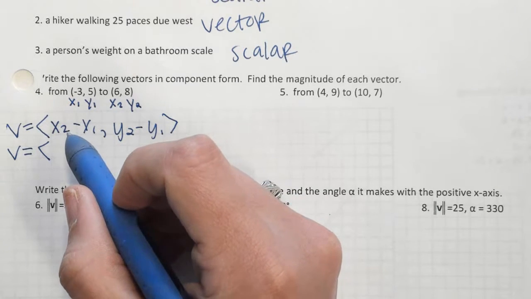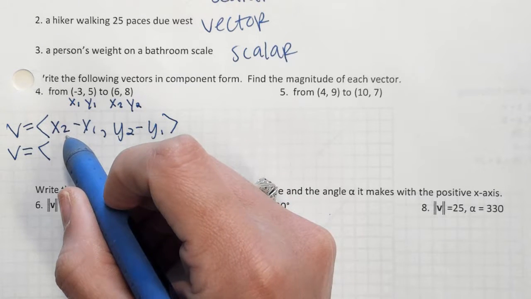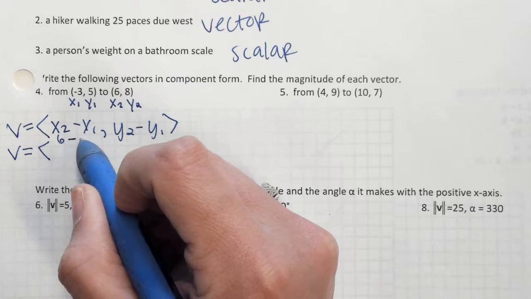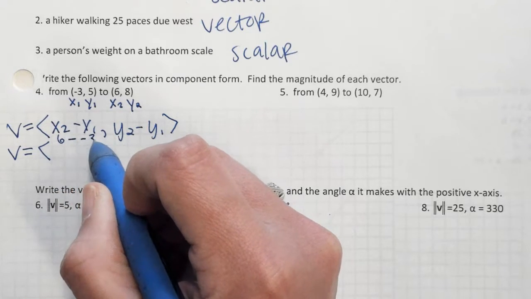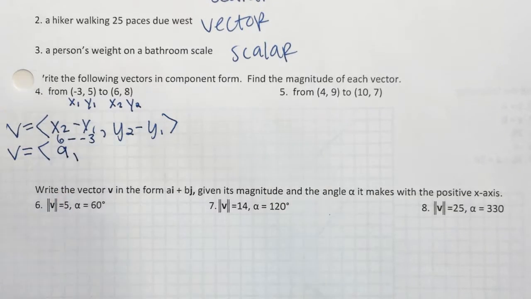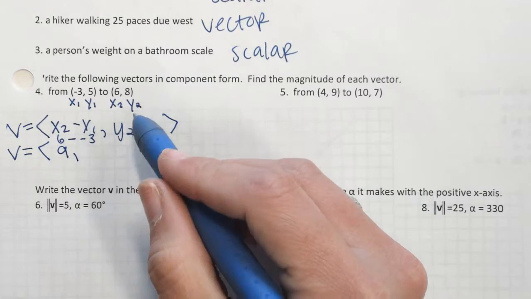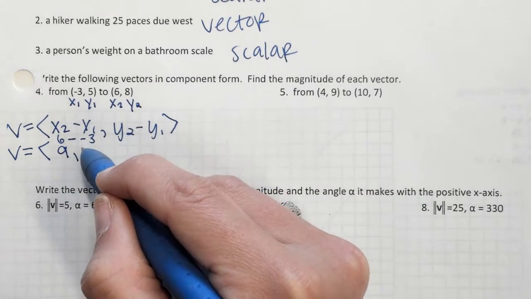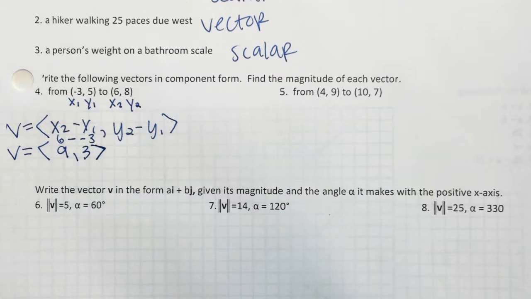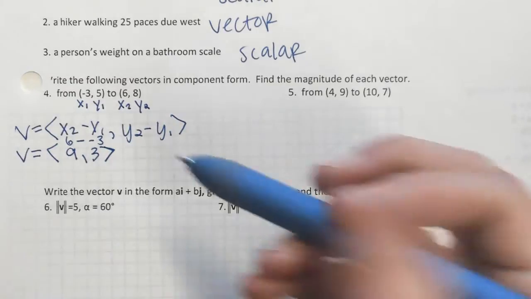What is our x2? Wouldn't it be 9? 6 minus what? Which is going to be? Very good. And then when we subtract y2 minus y1, we get what? Very good. Not yet. You're thinking about magnitude. What we just did is put it in component form.